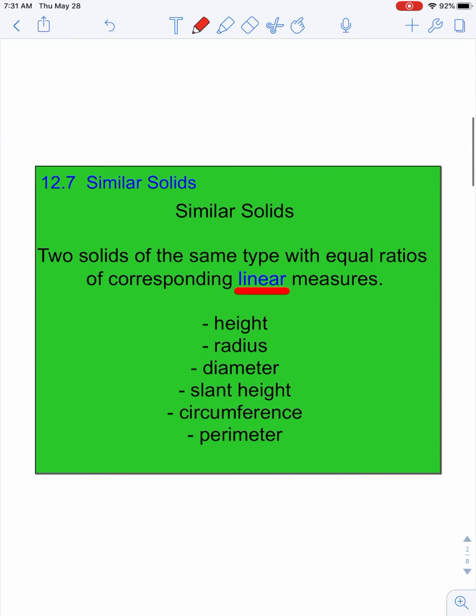So, similar solids: two solids of the same type with equal ratios of corresponding linear measures. That's what similar solids are. In other words, two solids are similar if and only if all their linear measures have a ratio of A to B. So the sides, just like before, have to be in a ratio of A to B. And that can be whatever you're given. It could be the heights, the radius, diameter, slant height, circumference, perimeter. All of these will have the same linear ratios of A to B.